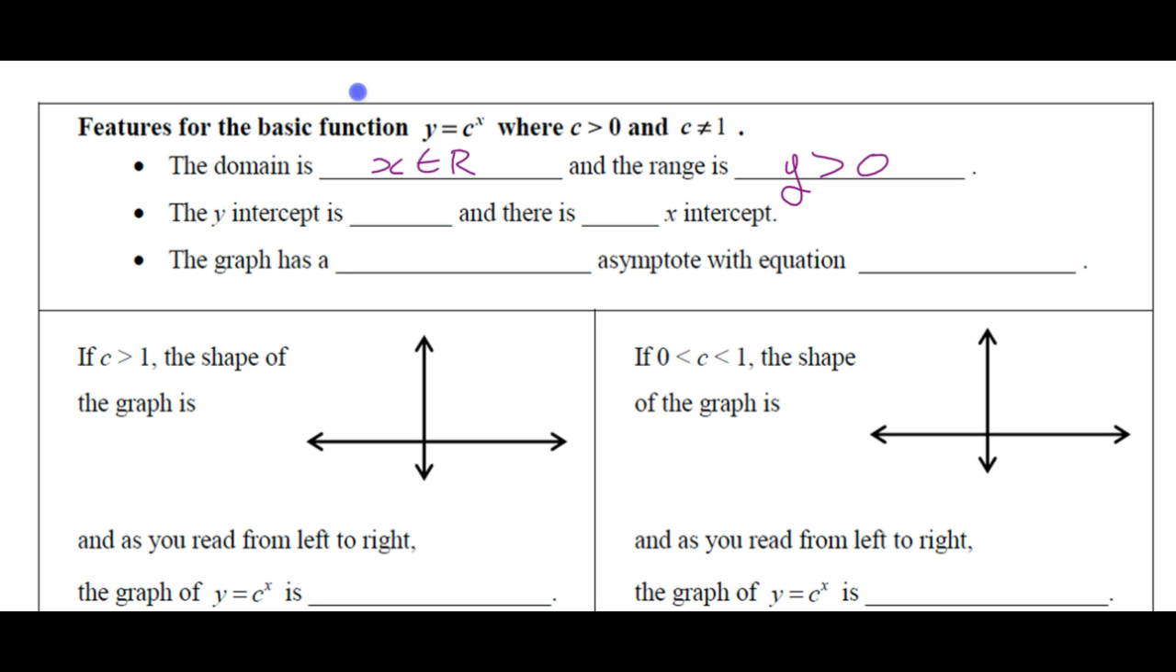The y-intercept occurs when x is 0. What's the x-intercept? There isn't one, right? There is no x-intercept. Okay? Because we can't make that equal to 0. The graph has a blank asymptote with the equation. What kind of an asymptote? Horizontal, with the equation.